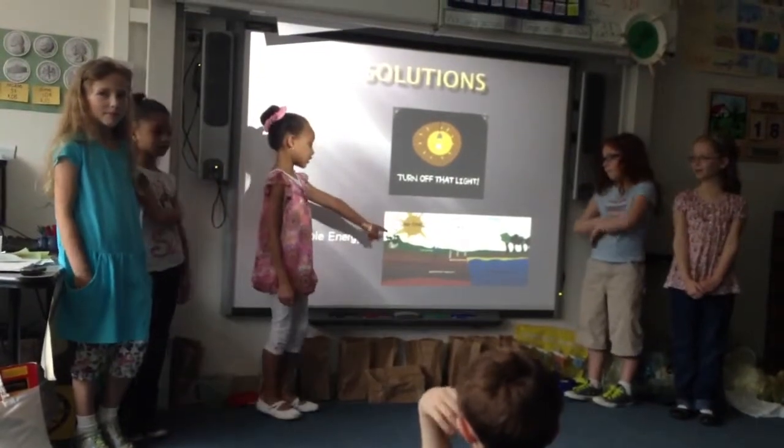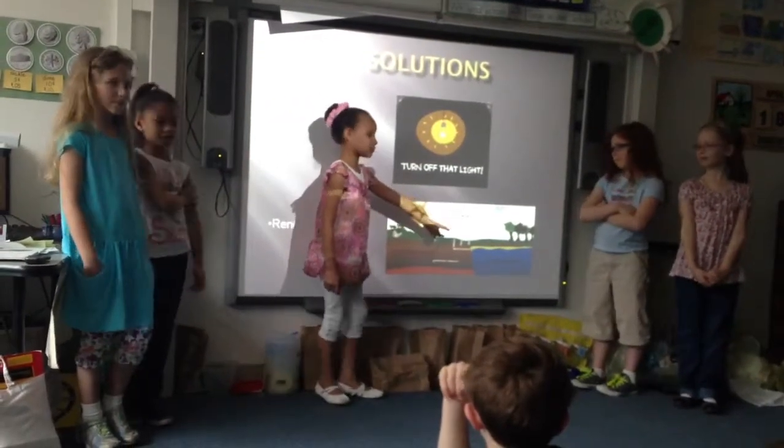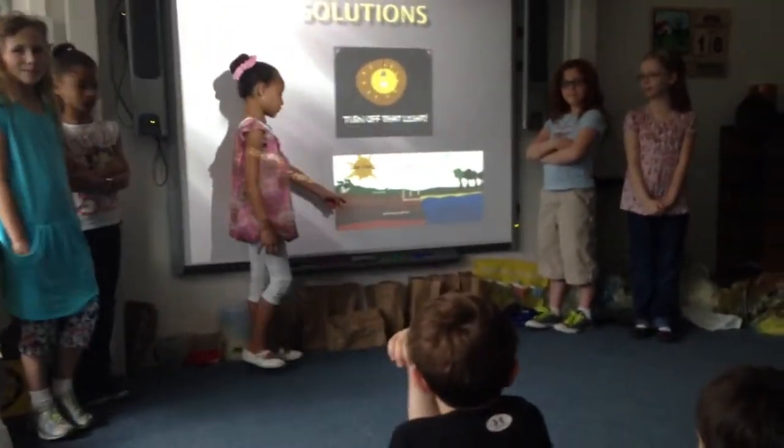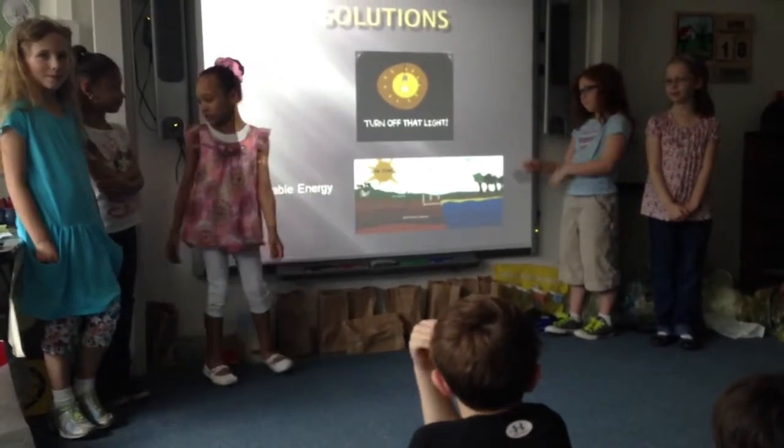We can use the sun by solar energy. How many of you have seen one of these windmills? The wind makes energy. Ocean energy is energy from the waves. Geothermal energy uses steam to make energy.